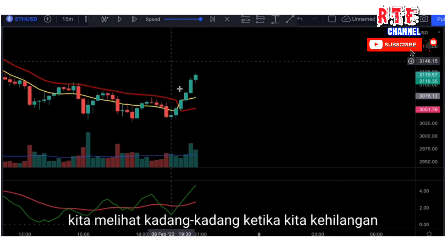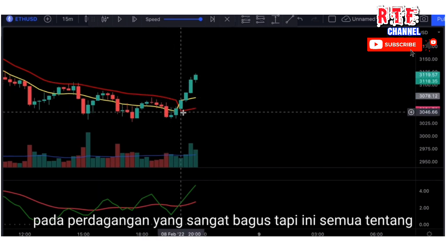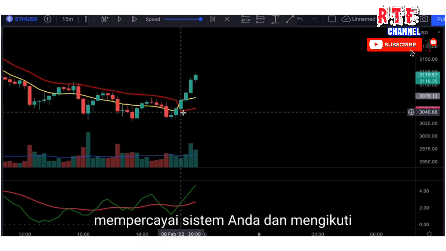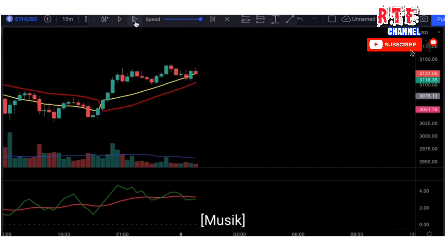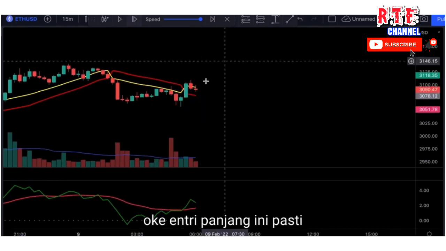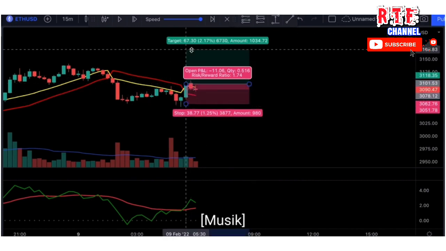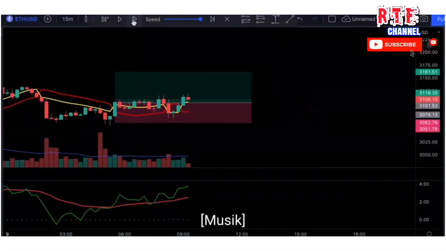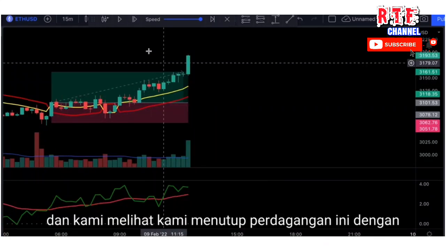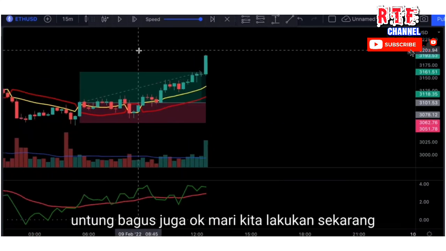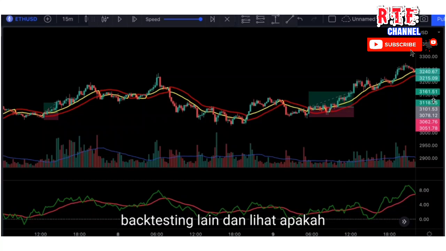We see sometimes we're missing out on really good trades, but it's all about trusting your system and following the rules. Okay, this long entry was definitely confirmed. And we see we closed this trade with a nice profit as well. Okay, let's now do another backtesting and see if the strategy is any better.